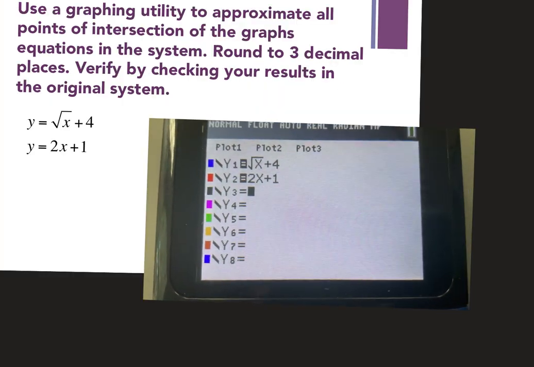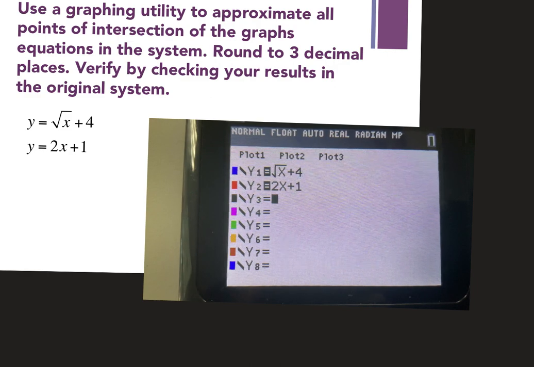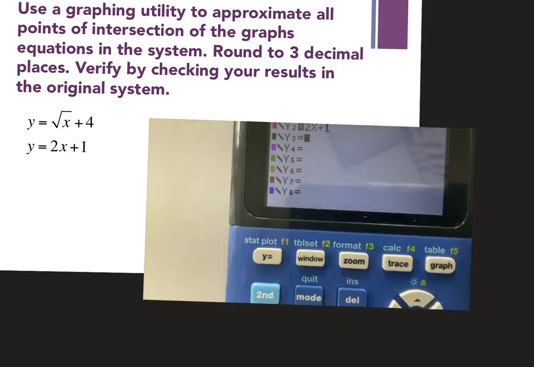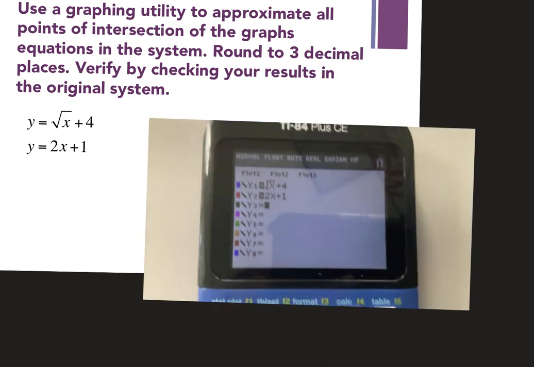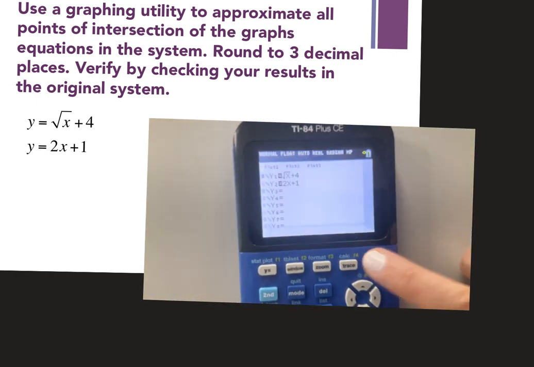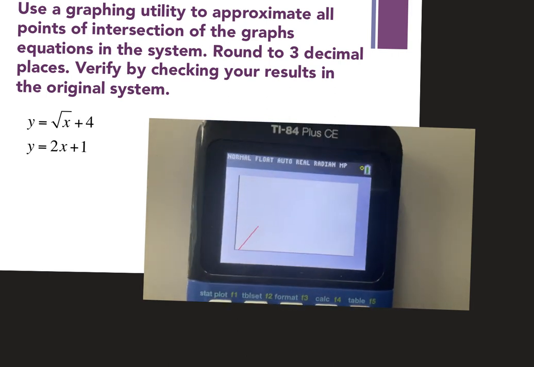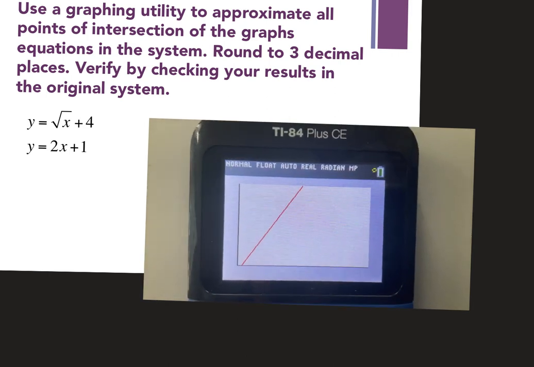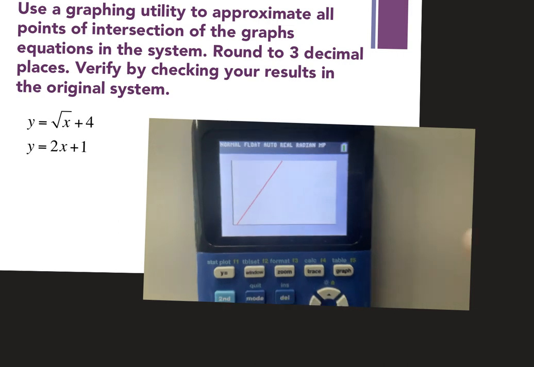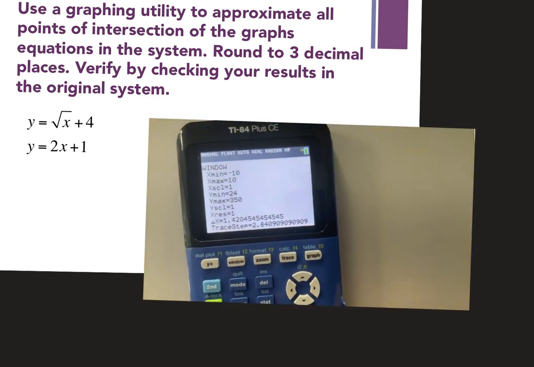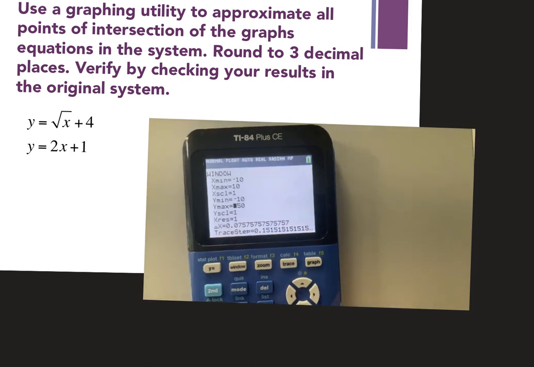All right, so I went to my y equals. I plugged in each of these graphs. The square root is above the x squared button, if you can't find that, but that's there. And then I'm going to hit graph. Oh, my window is very strange. I'm going to set my window. It looks like yours. We do weird things in AP.